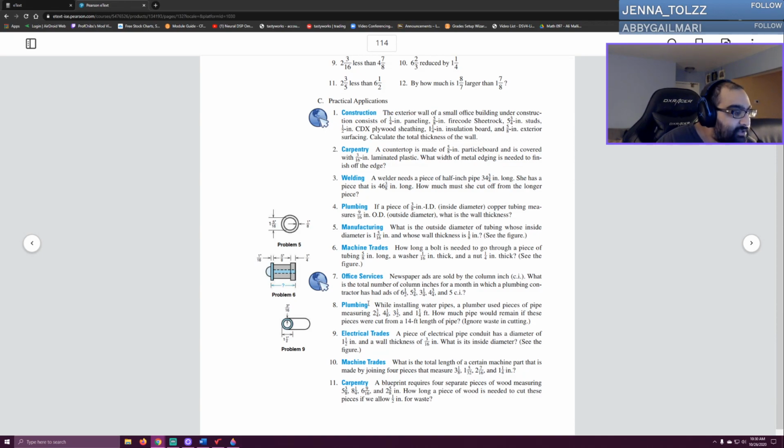While installing water pipes, a plumber used pieces of pipe measuring 2 3/4, 4 1/8, 3 1/2, and 1 1/4 feet. How much pipe would remain if these pieces were cut from a 14-foot length of pipe? Ignore waste in cutting. Okay, so in this particular case, let's talk about what we have to do here.